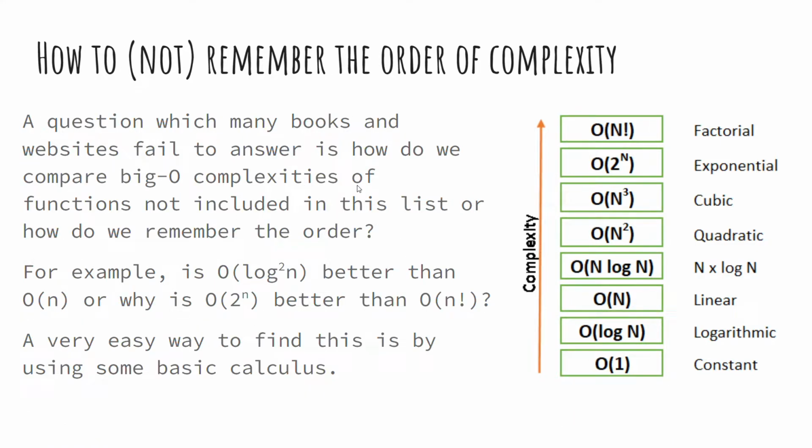Okay, so the next 2 or 3 slides are some extra information which is good to know, because one question that arises in our minds is: why is big O of 2 to the n better than n factorial, or how do you construct this table, or how do you know that a particular function dominates over the other function. A very easy way to find this is by using some basic calculus.